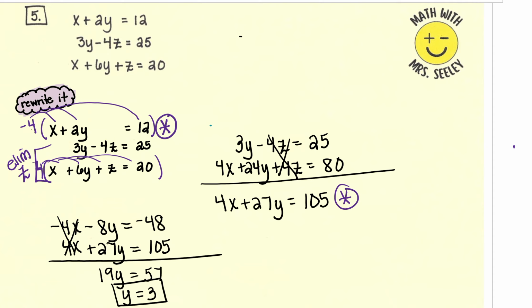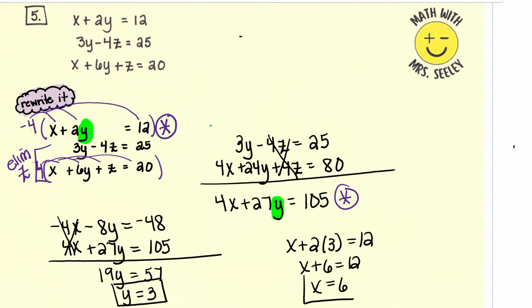Once you get that first answer, go back to either one of your stars, this one or this one, completely your choice. I'm going to go back up to that top one. So I'll have x plus 2 times 3 is equal to 12. x plus 6 equals 12. Subtract your 6, and x equals 6.